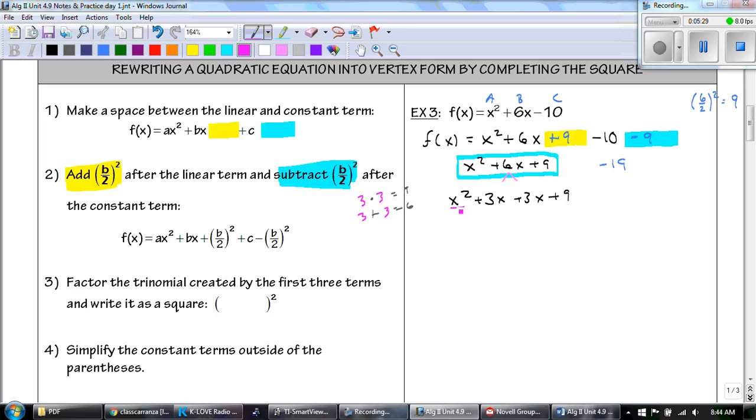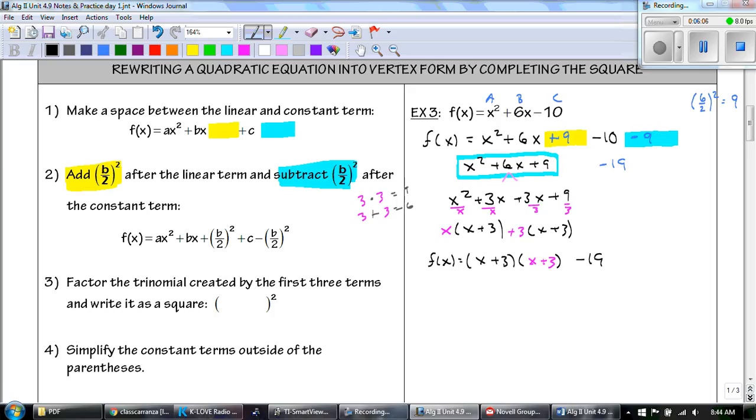We're going to factor the x, factor the 3. So I have an x, and then I have my plus 3, and then these turn to x plus 3, x plus 3. So we have x plus 3 and x plus 3. So here we are, we're back to the f of x minus 19.